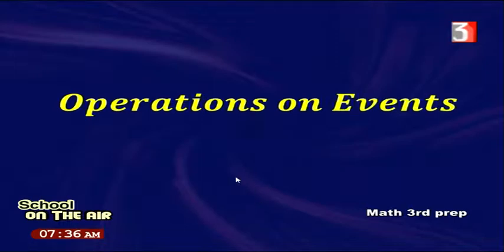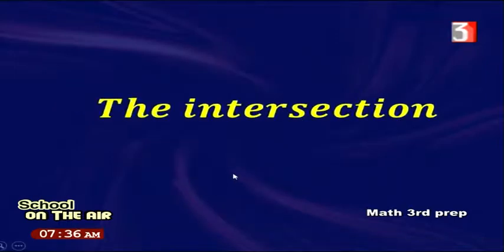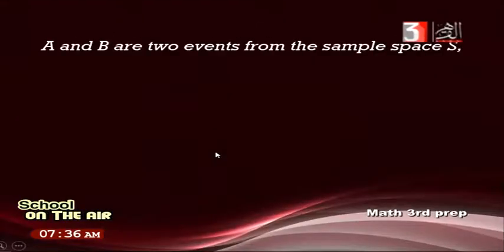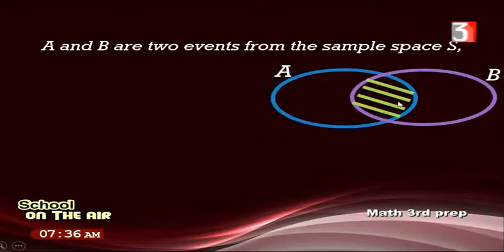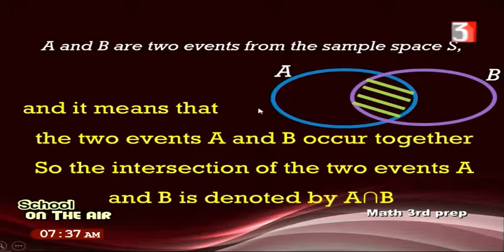Operations on events. The intersection. A and B are two events from the sample space S. If we draw two ovals, one of them A and the other B, we search for the intersecting part of our two events, and the shaded region represents our intersection.